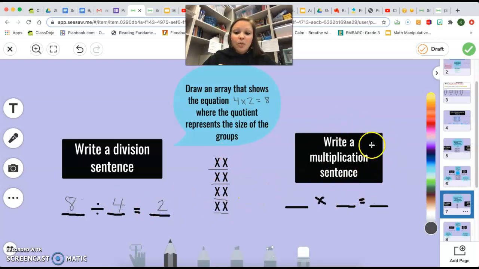So let's write a multiplication sentence for this. We could say we have 4 groups, 1, 2, 3, 4. 4 groups of, when we talk about multiplication, we're talking about groups of 2 because there's 2 in each group, and that gives me a total of 8. So again, you can see we use the exact same numbers in the division sentence and the multiplication sentence.